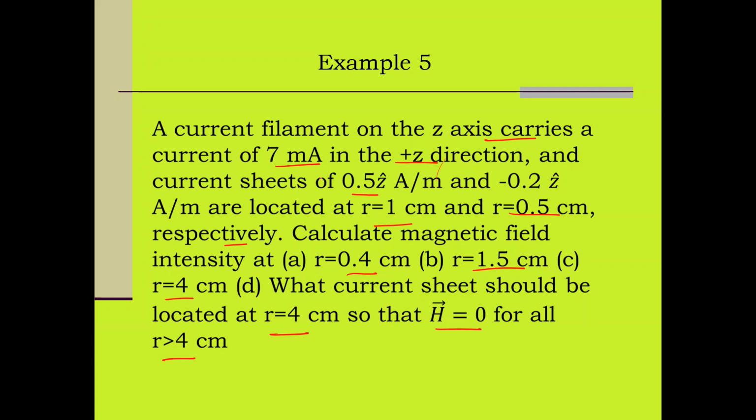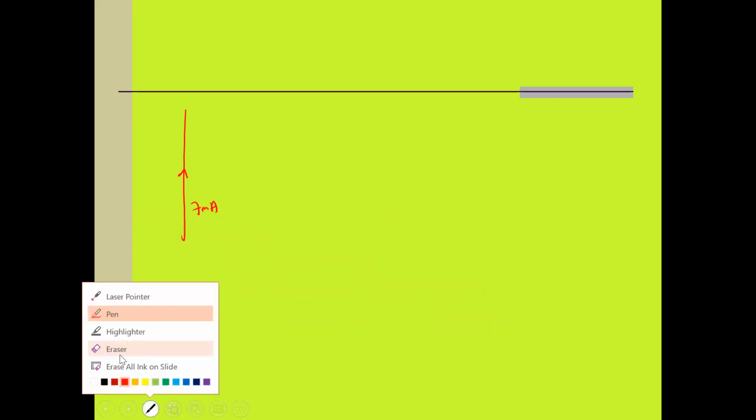We are having a 7 milliampere filament current on the z axis, and then we have two current sheets, 0.2 of negative z at 0.5 and 0.5 of z at 1 centimeter radius. So let's have a look at this configuration. Let's sketch it together. The first one is at the z axis. In the positive z direction, we have the current having 7 milliampere magnitude.